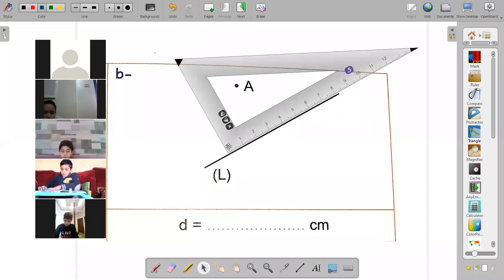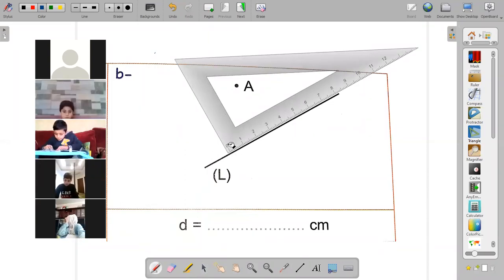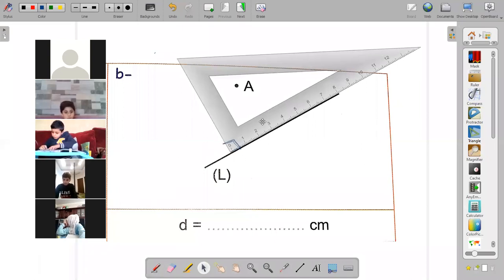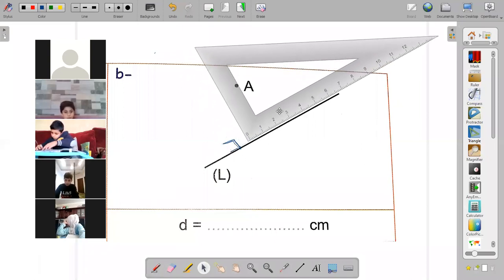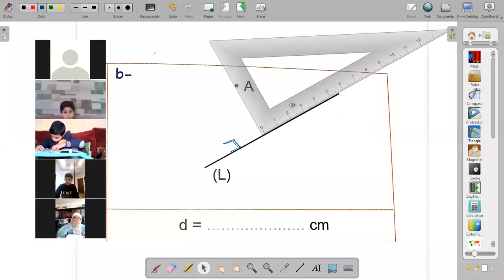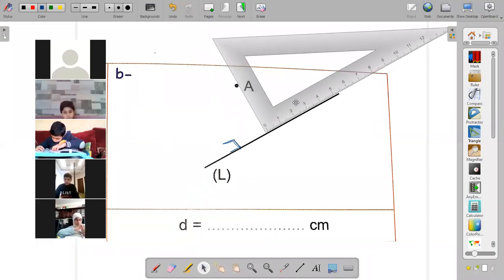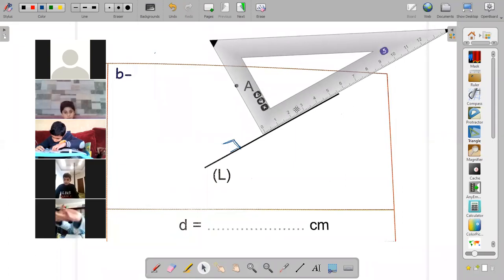Look, the right angle, always look at the right angle, this one. The right angle always has to be on the line L. The set square should be on the line L. Now move the set square till I reach which point? A. Now I draw the perpendicular line.